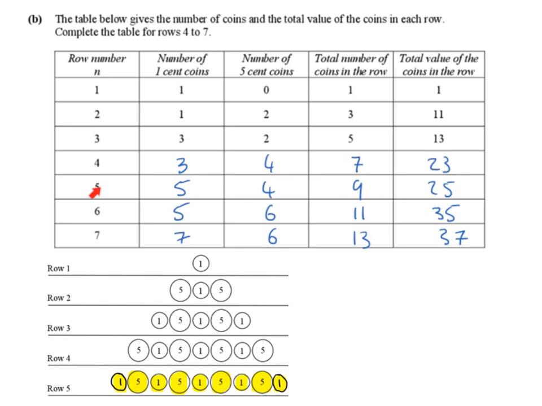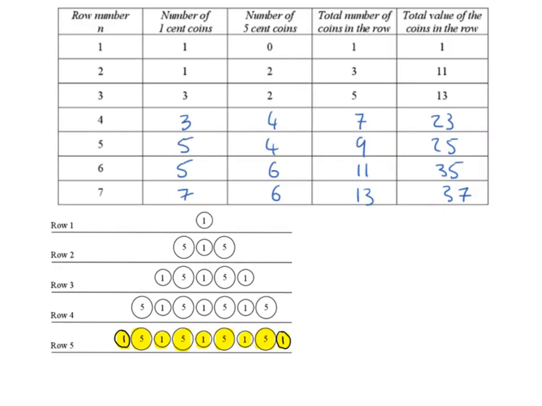Then for row 5, the number of 1 cent coins was 5. 1, 2, 3, 4, 5. The number of 5 cent coins was 4. 1, 2, 3, 4. The total number of coins was 9. 1, 2, 3, 4, 5, 6, 7, 8, 9. And the total value was 25 cent. 1 plus 5 plus 1 plus 5 plus 1 plus 5 plus 1 plus 5 plus 1 is 25 cent.